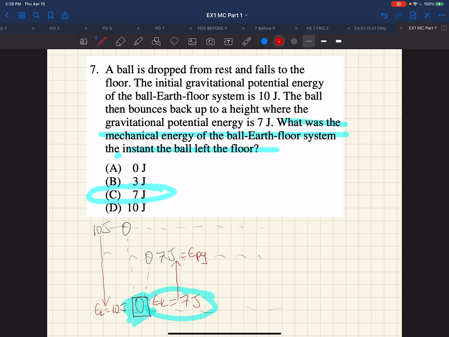If it had been 0 joules, then it wouldn't have gone anywhere. It would have stayed there. If it had been 3 joules, well, it would only go up to a height equivalent to 3 joules. And saying it's 10 joules means it's somewhere between this location and this location it lost 3 joules. I have no idea what that would be or why, and why wouldn't we have lost that on the downside as well. So that's why it's choice C.